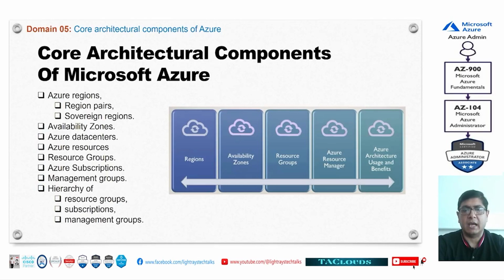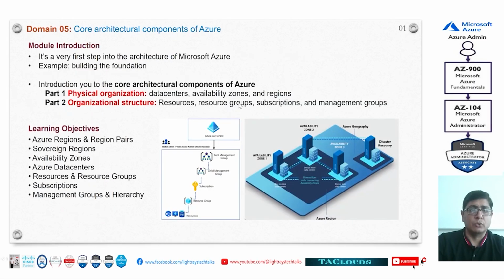Next, we will look at availability zones, which give your workloads high availability within a region. If one zone goes down, there will be another zone. A zone means there will be different data centers inside it. Then we will dive into the Azure data center. What is meant by a data center? The physical facilities where all of this happens.